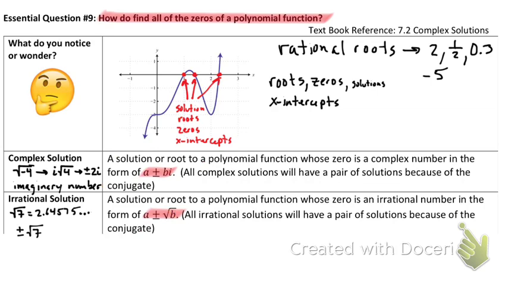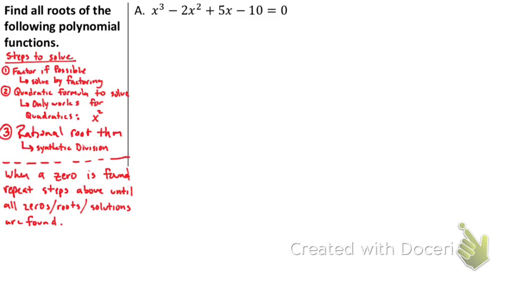as you will get to see in a little bit. All right, so I just thought I'd do a quick overview of what all this is going towards, but let's go ahead and move on, and let's actually find all the zeros of the next example, and this includes complex solutions and or irrational solutions and rational solutions. All right, let's find all the roots to example A.